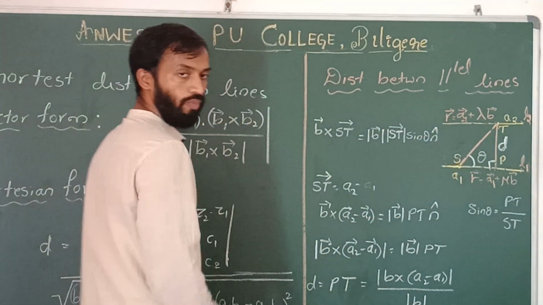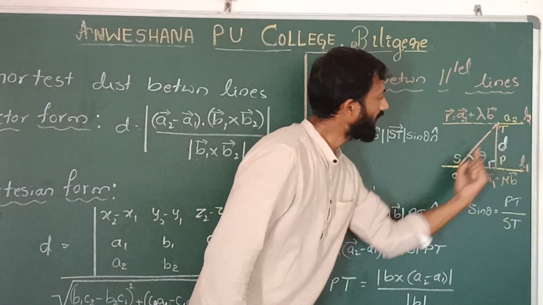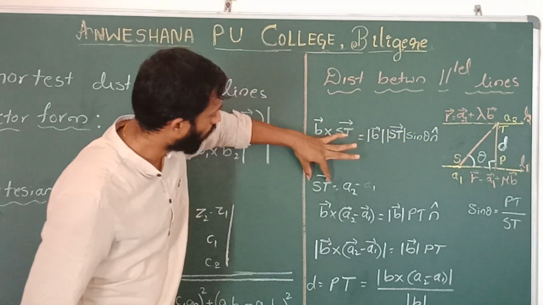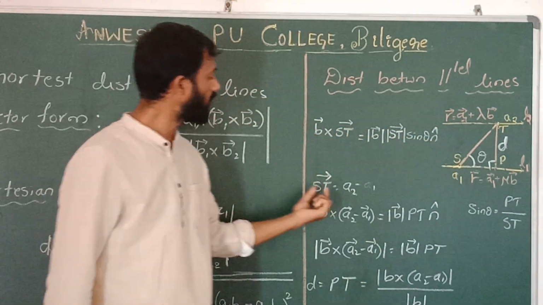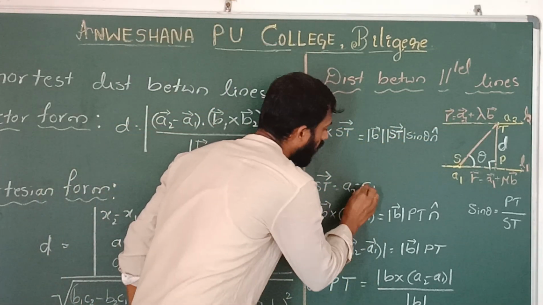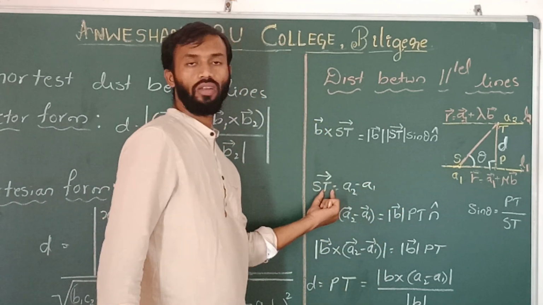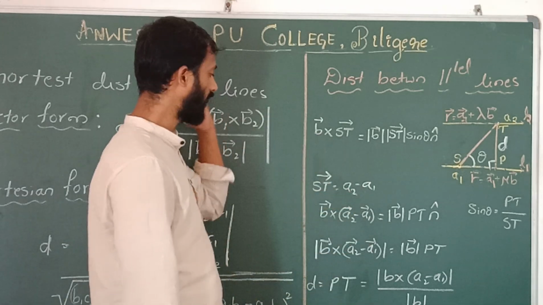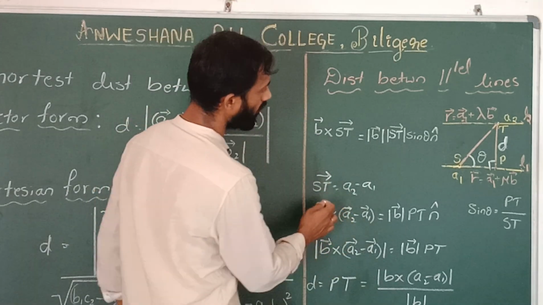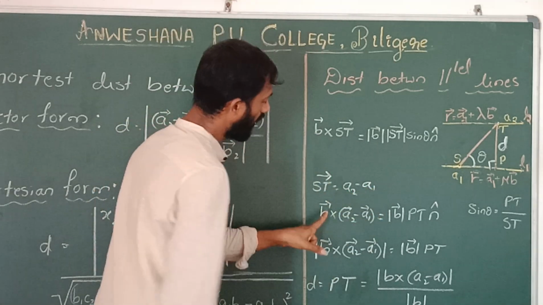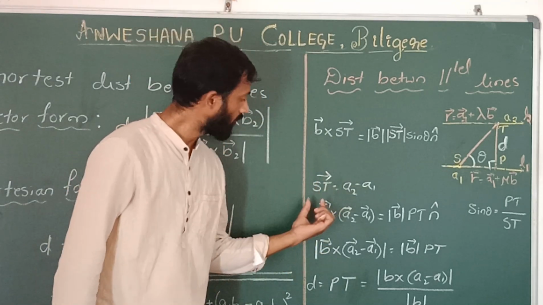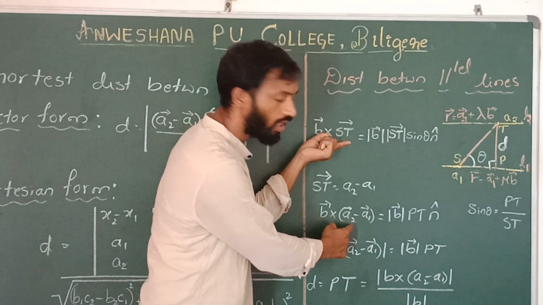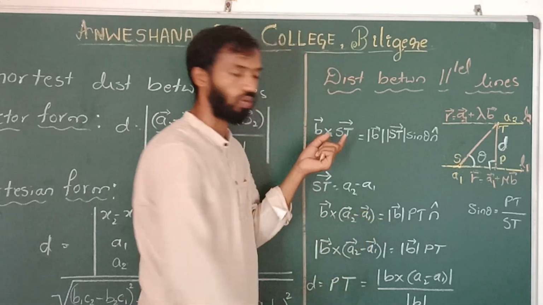Now we know that vector ST has terminal point T and initial point S. That means ST is A2 minus A1, because the position vector of the terminal point is A2 and the position vector of the initial point is A1. So it is nothing but A2 minus A1. Now vector B cross ST is nothing but B cross (A2 minus A1).